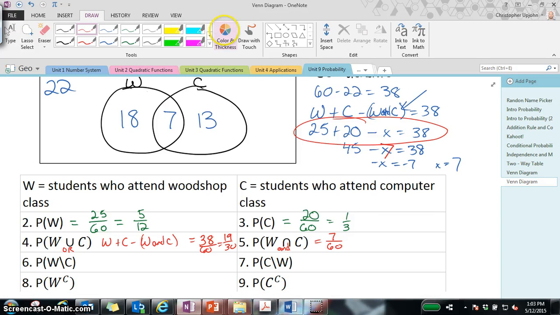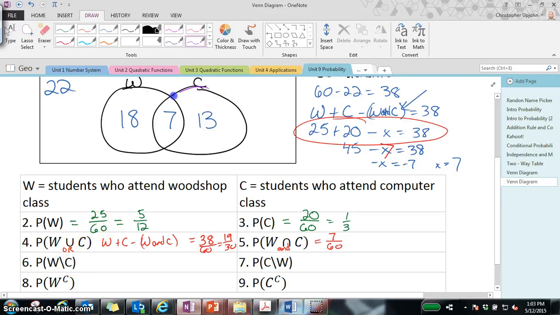Now, looking at our conditional probability. Probability of W given C. So we're looking at our C circle, so it's out of 20. We're using our formulas. Out of C, how many are W's? Well, 7. 7 out of 20 is also in the W circle, and that's simplified. If we're looking at the other way around, we're looking at our W circle first, so out of 25. And how many are C? Well, there's 7 in there. So the numerator's the same, but the denominator changes, just like we saw with the two-way table.